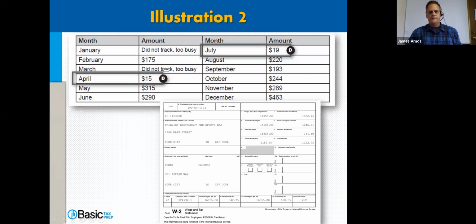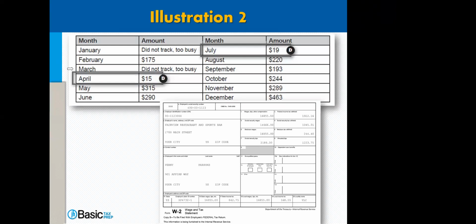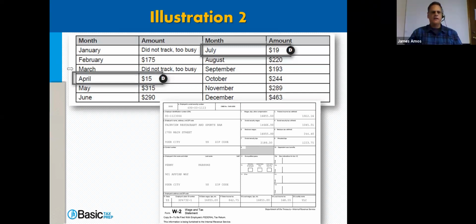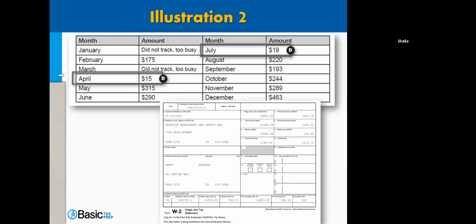So Amanda, what's going to happen to that income? He's going to allocate tips for that. That's right. The employer is going to allocate tips for that month. So now in April, she received $15. Does she have to report that to the IRS? No, that's right.